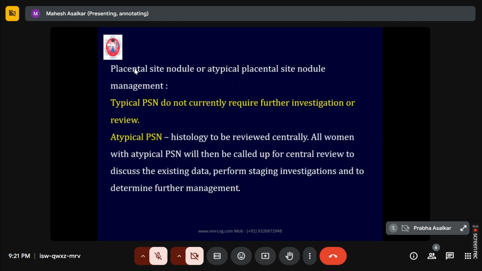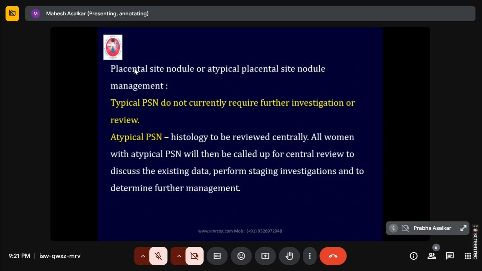Placental site nodule or atypical placental site nodule management. Now you can have PSN, that is placental site nodule, or atypical PSN. If you have a typical PSN, it does not currently require further investigation or review. But if you have an atypical placental site nodule, histology is to be reviewed centrally. All women with atypical placental site nodule will be called up for central review to discuss the existing data, perform staging investigation, and determine the further management.